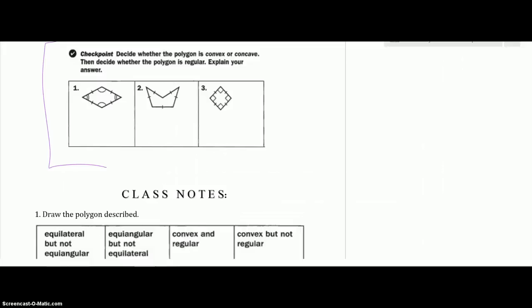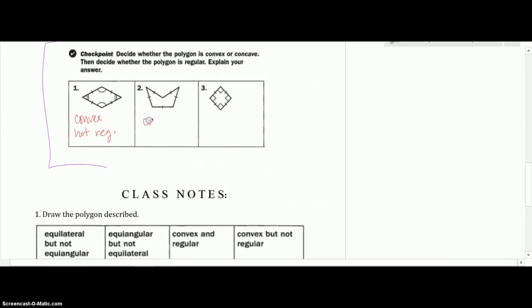Okay, let's check the answers here. Convex or concave, and then we're deciding if it's regular or not. This is convex because all of the vertices point outward. It is not regular because the angles are not all congruent.